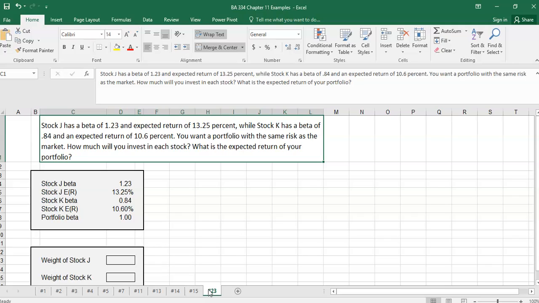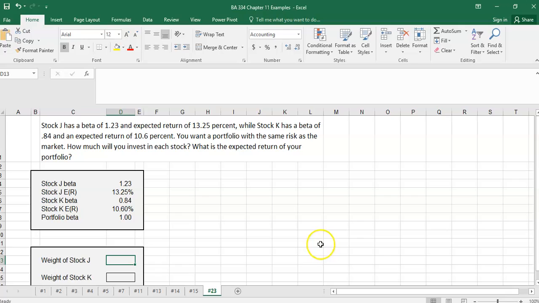For our last example from chapter 11, we have information about the stocks' betas, the expected return on the stocks, and the total of the portfolio beta. So the beta of stock J is above 1, so it's riskier than the average stock. K is below 1, so it's less risky than the average stock. And we have weighted our portfolio so it equals 1, which is average risk. So we want to know what the weight of stock J is.